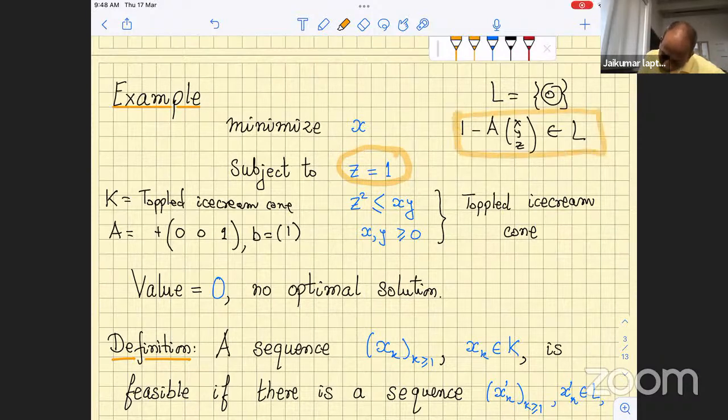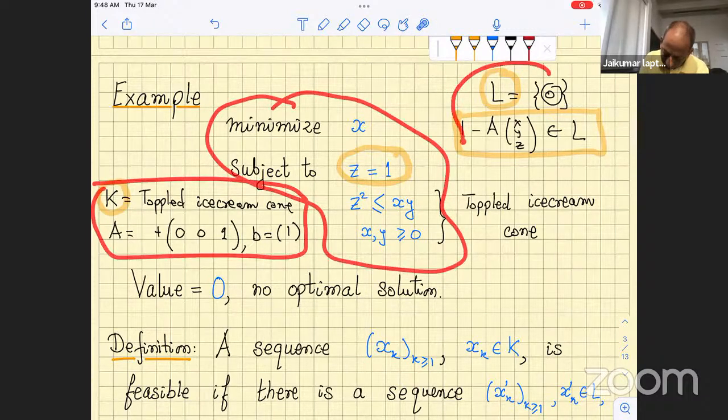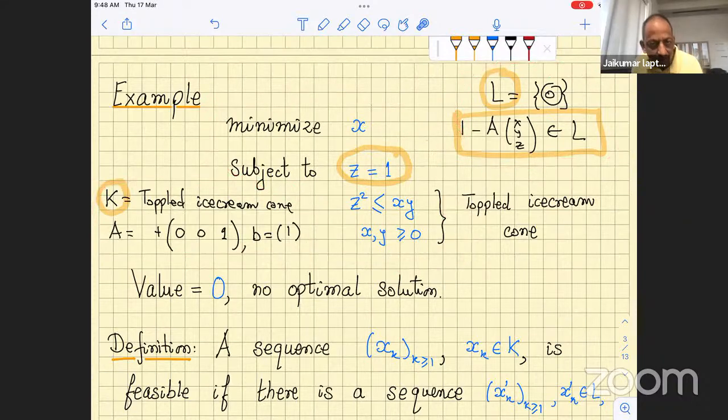But now at least we have two cones going for us. This is the toppled ice cream cone, and this is that trivial cone, which we need to use when we have equalities. Okay, is this clear? So although I have not written it explicitly in the cone program form, this can be cast into a cone program by using these objects.